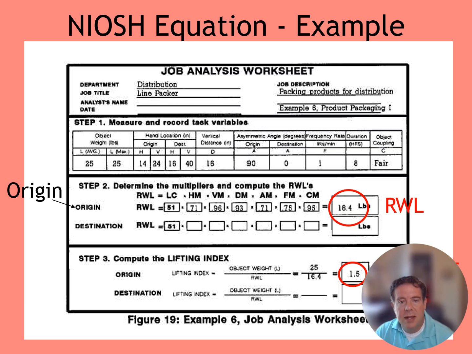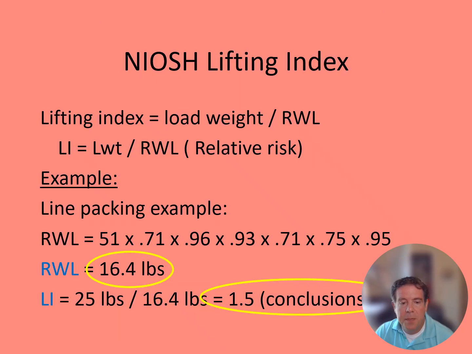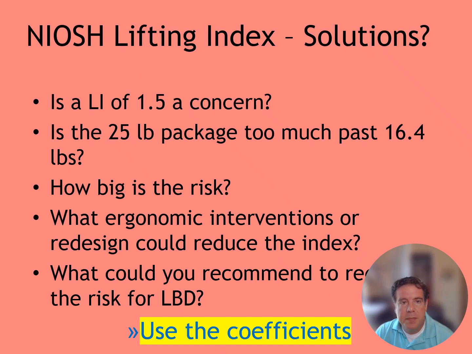So using that NIOSH worksheet on here, if we input all of those, we get a recommended weight limit of 16.4. Divided into the actual weight of that object, which was 25 pounds, gives 1.5. So pretty low risk value on this example. And so that's just going over again what we just went over.